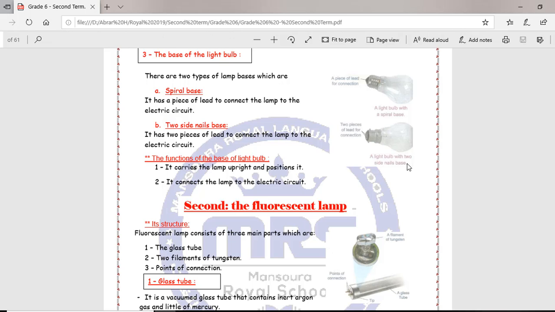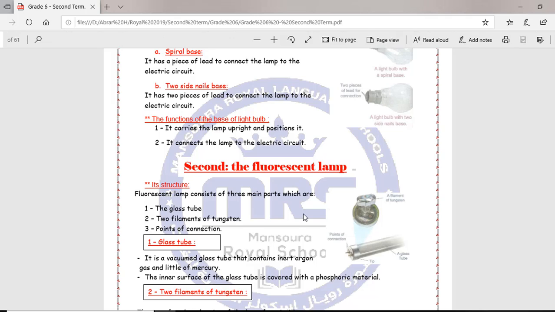Now let's talk about the second type of the electric lamps, which is the fluorescent lamp. The fluorescent lamps are used for many purposes, such as lighting houses and offices, decorating commercial stores, and for commercial advertisements.